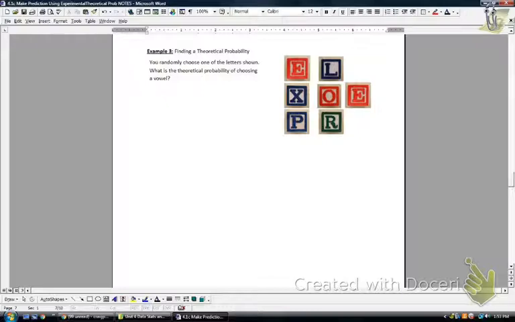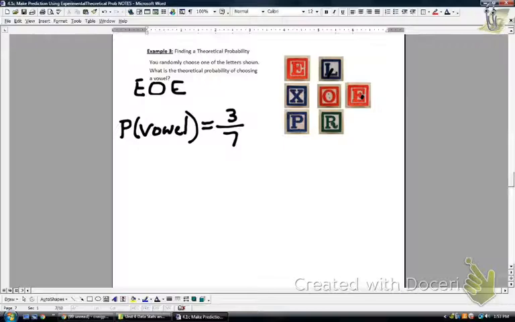Example 3 says find the theoretical probability. You randomly choose one of the letters shown. What is the theoretical probability of choosing a vowel? So in these group of letters, E and O are my vowels. And I want to know the probability of choosing a vowel. And I have, I guess, 3 E's. So I have 3, 1, 2, 3, out of 1, 2, 3, 4, 5, 6, 7, out of a total of 7. So on your calculator, you're going to do 3 divided by 7.